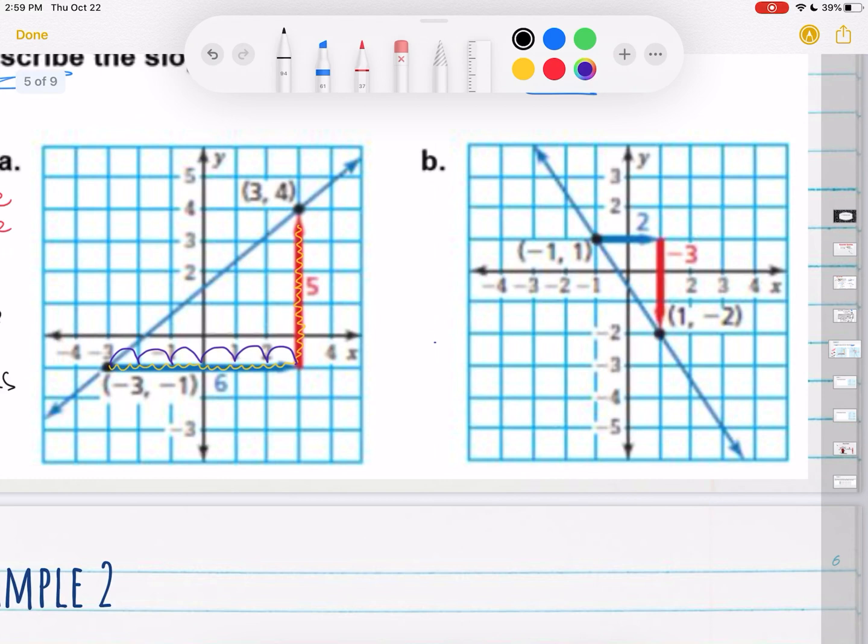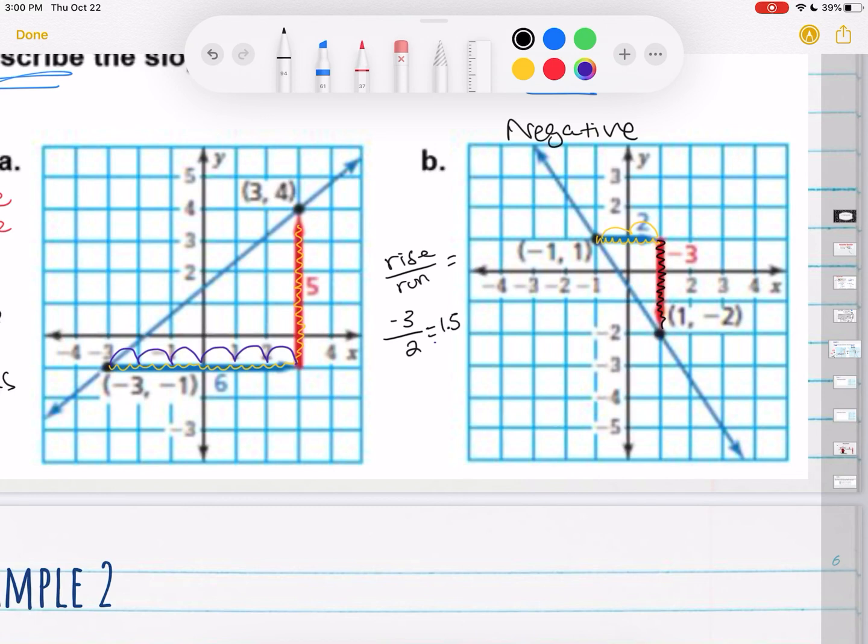So it looks like for B, the line is decreasing, it's falling, so that's a negative slope. And my rise over run is equal to, well, my rise, actually in this case my change in y, is -3 over my run, how much it goes over, which is 1, 2. So my rise over run is -3/2, or in other words, -1.5.